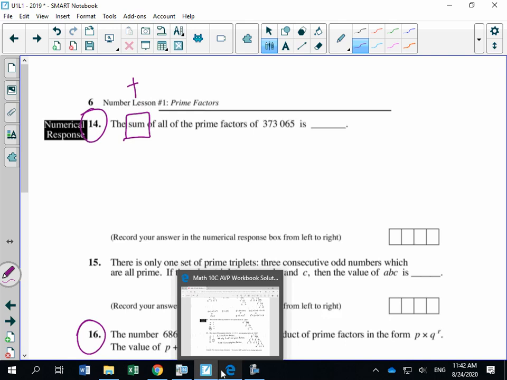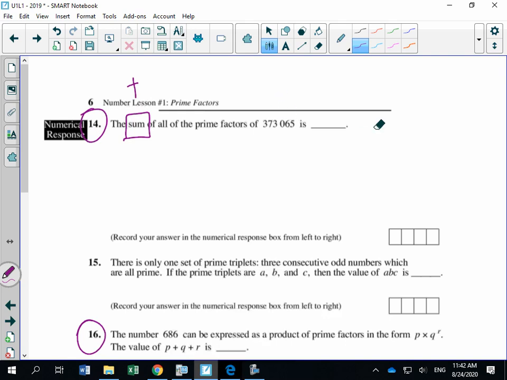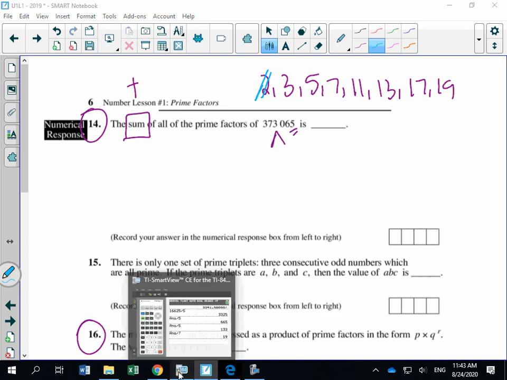So this is a huge number, 373,065. So I'm going to write my prime factors, 2, 3, 5, 7, 11, 13, 17, 19. Okay, this number, I know it's not divisible by 2. 2 is not going to work. I'm going to cross it out. Try that number and divide it by 3. So 373,065. Let's check.